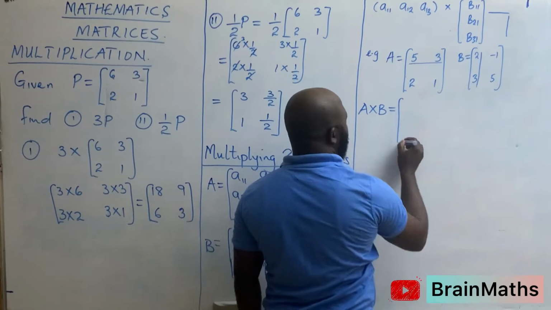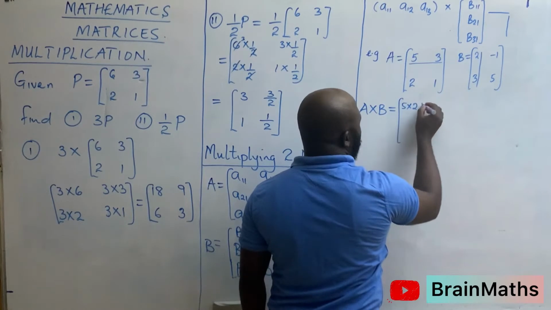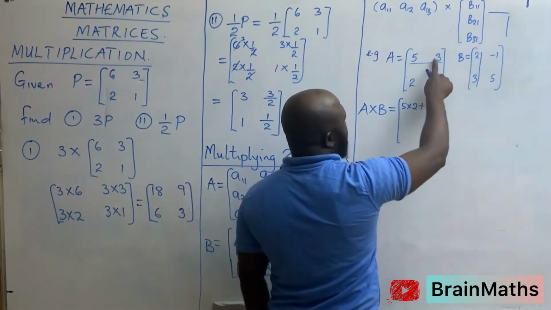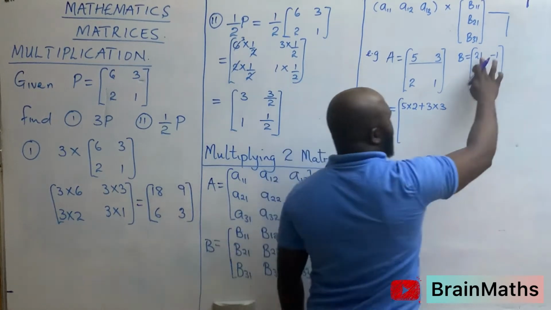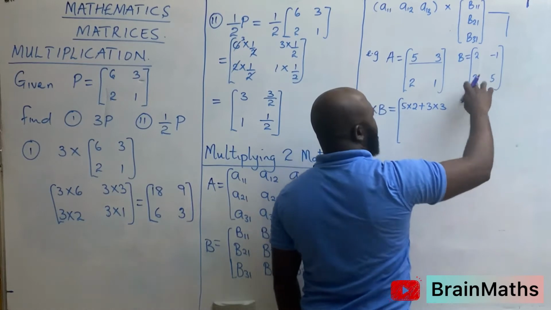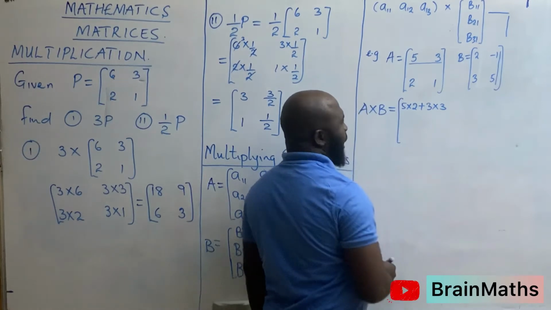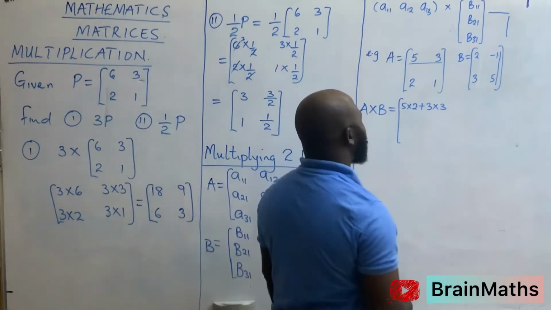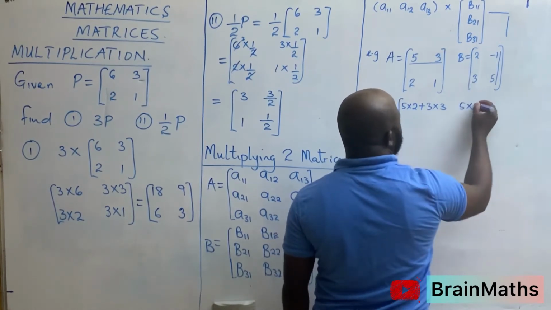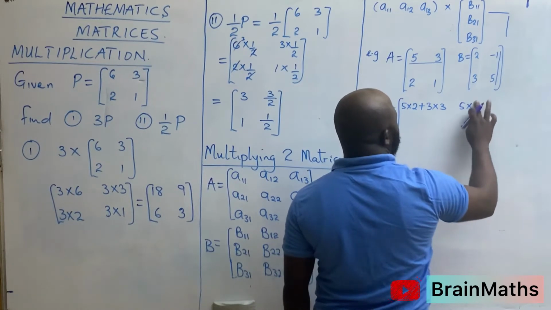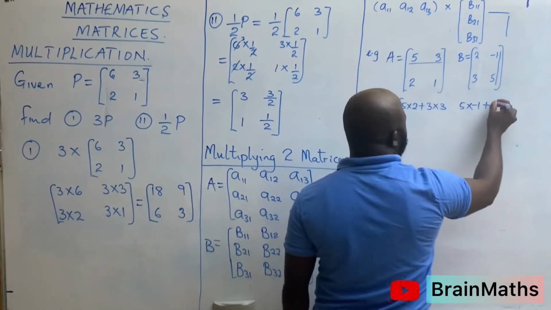So let's start by saying 5 multiplied by 2 plus, you add them together, 3 multiplied by 3. We are done with the first column. Then you take the same row to multiply the second column, and that is going to give you the second element in the matrix. So we are saying 5 times -1 plus 3 times 5.